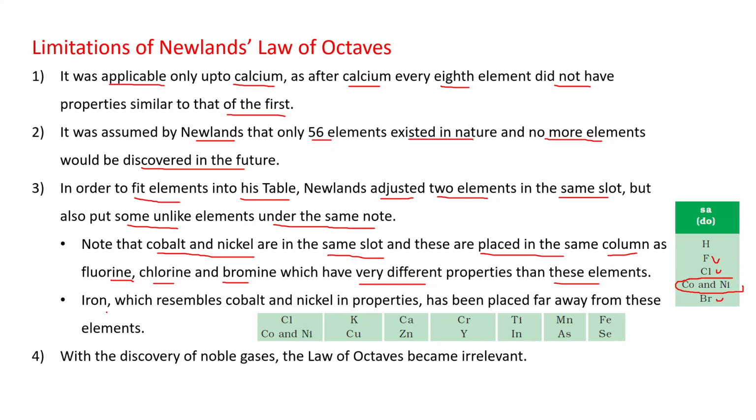The same way, iron, which resembles cobalt and nickel in properties, has been placed far away from these elements. Again, you can observe this table. Cobalt and nickel are here, and iron is here. The properties of iron are similar to cobalt and nickel, but iron is placed far away from them. With the discovery of noble gases, the law of octaves became irrelevant.